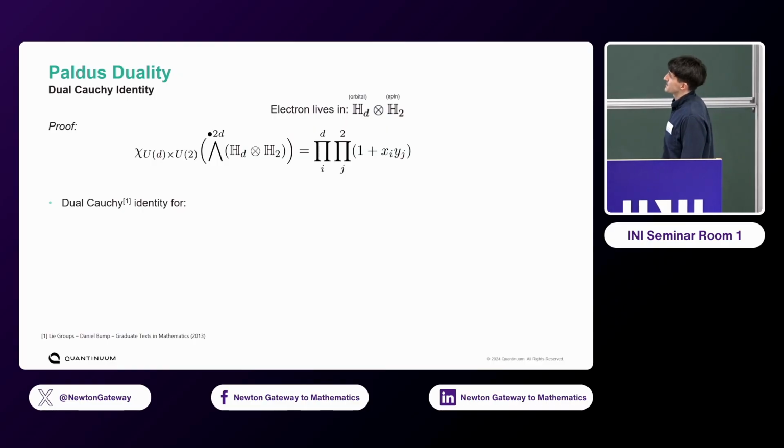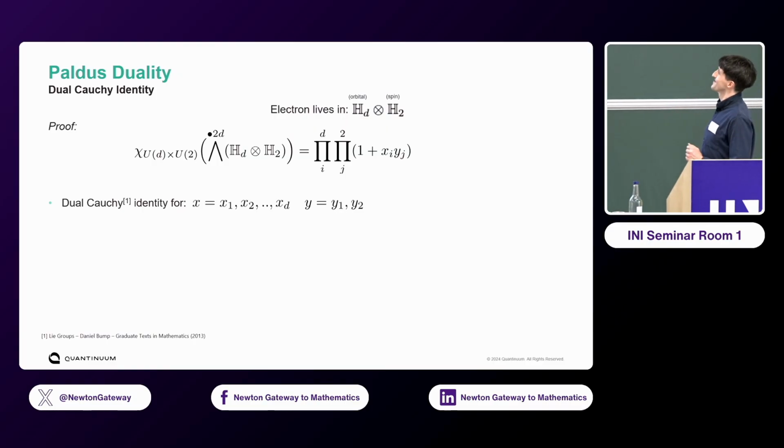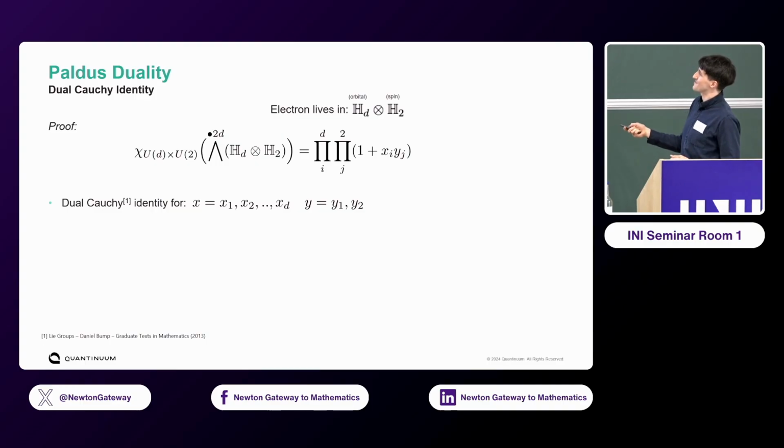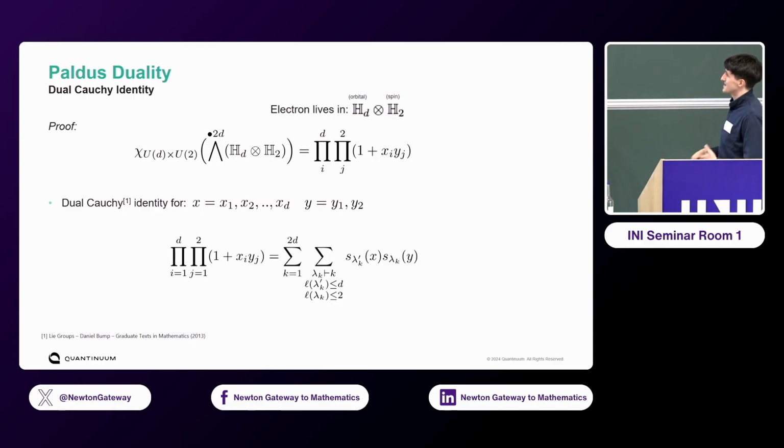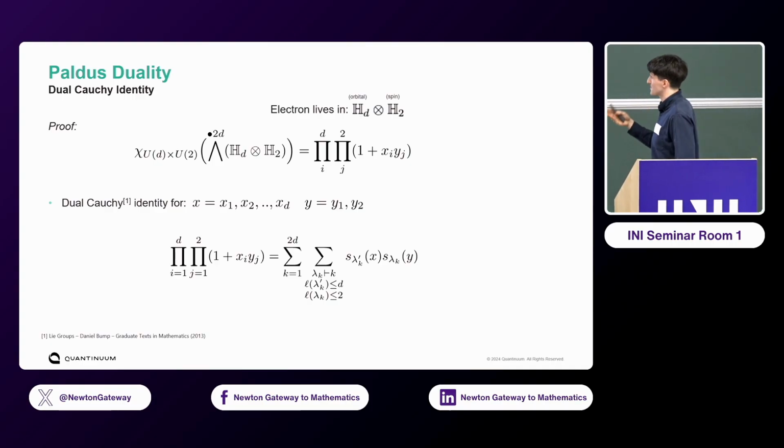And this decomposes as the dual Cauchy identity, and this goes all the way back to Newton. So we have these x variables for the orbital part, and the y variables for the spin part. And this decomposes under this dual Cauchy identity into this product of conjugate Schur polynomials.